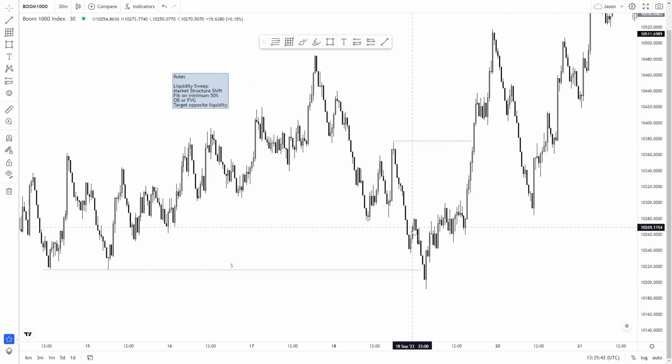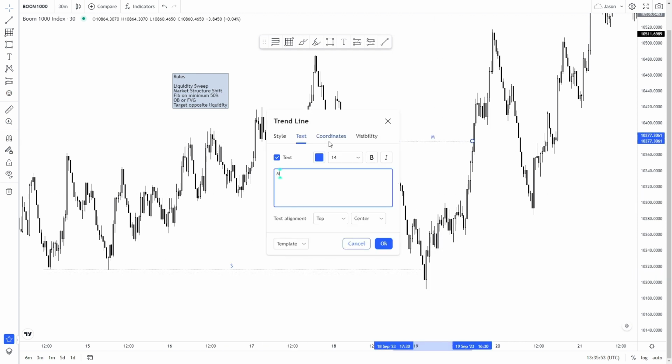And I'm only trading boom with the trend, not against the trend. So I don't take sells, I only take buys on boom. Alright, so it's liquidity swept, market structure shift.